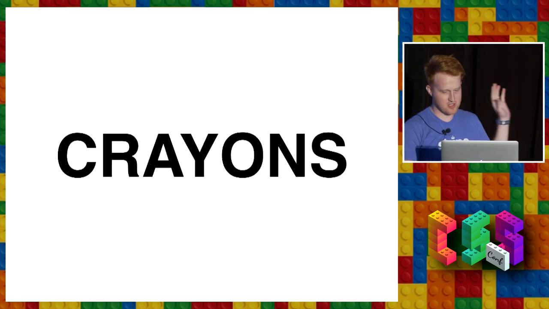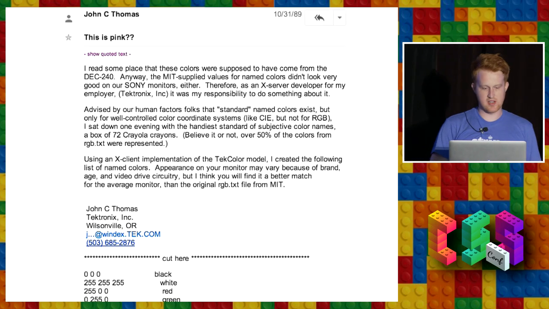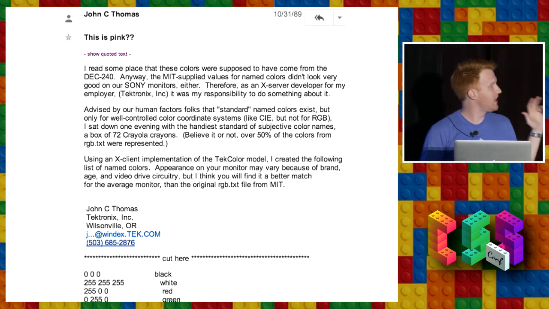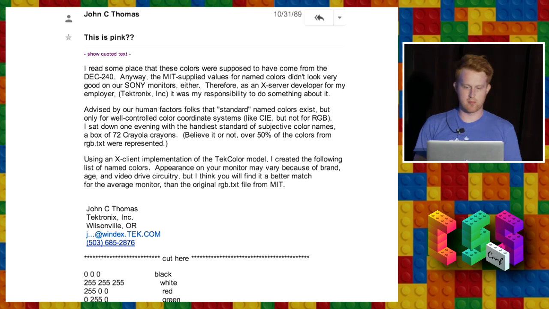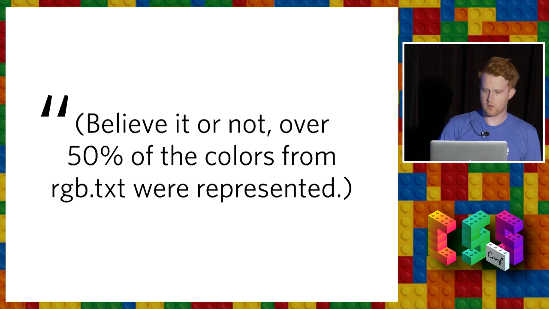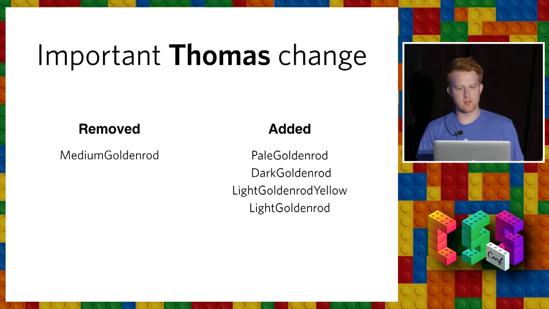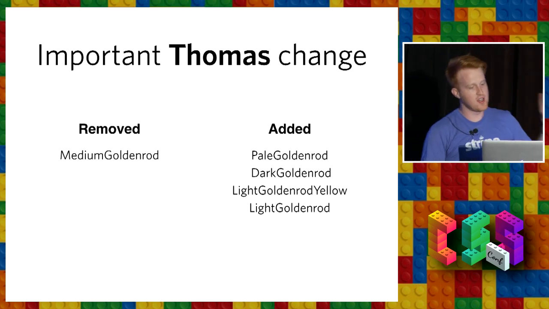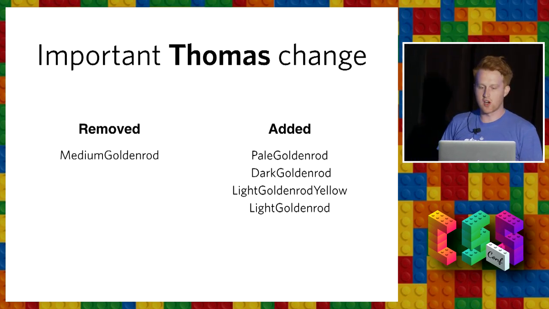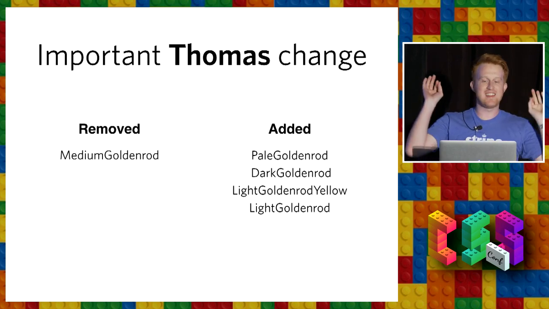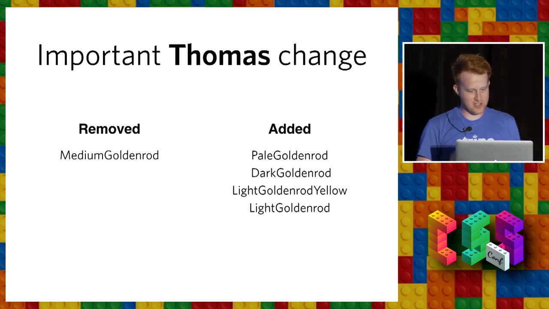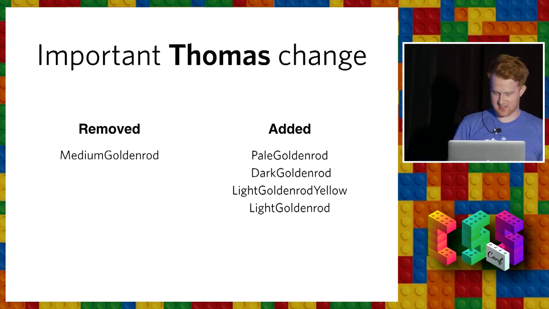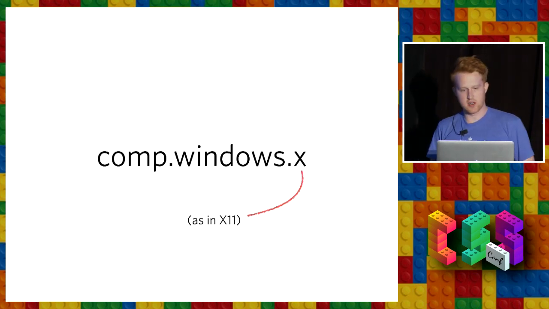That's where we were. So this is pink. So over 50% of the colors were already represented, but we're guessing that that's probably because green and blue and red and yellow are pretty popular names for colors. So very important Thomas change was he removed medium goldenrod, but luckily he added pale goldenrod, dark goldenrod, light goldenrod yellow, and light goldenrod. I'm not sure what the difference between those last two were. I don't know. So these are all in Windows X.